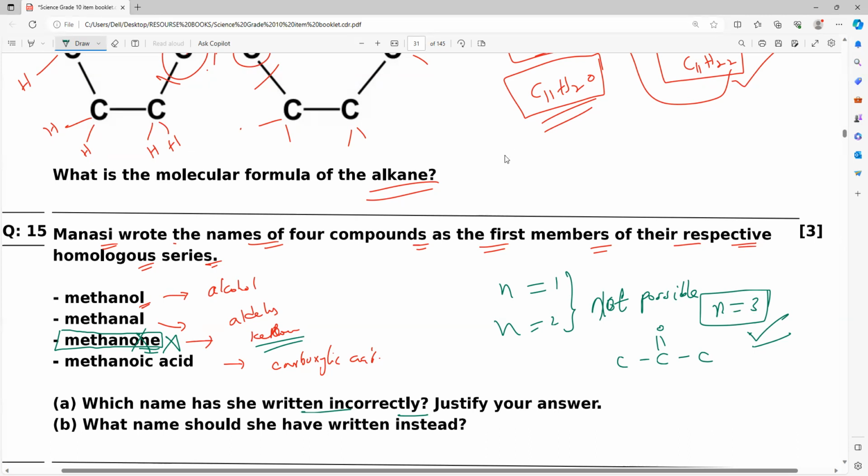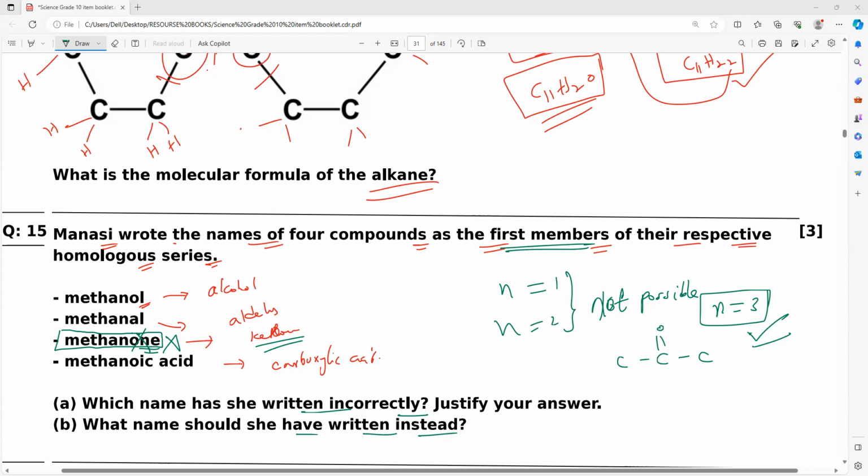So what name should she have written instead of it? First, they are saying Manasi wrote the names of 4 compounds as the first members. So for ketone, who is the first member, everybody? Ketone, who is the first member, guys? n equals 3. n equals 3 means who is the first member? Propanone. Propanone. That is the answer. Write it.